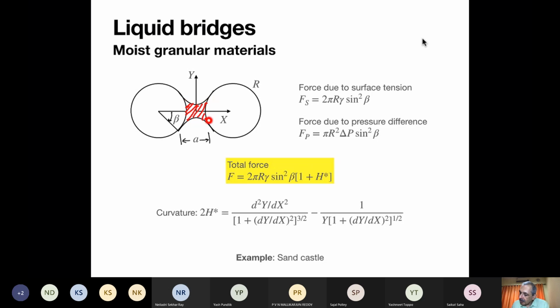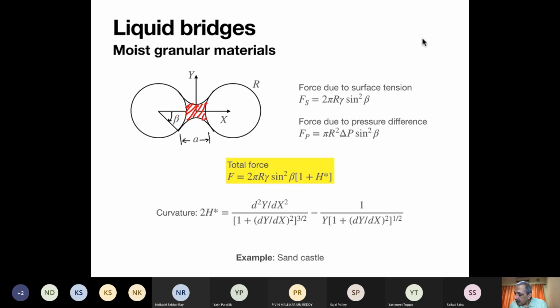But also, because of this curvature, the pressure over here is lower than the pressure outside, and hence there is a tendency for the two particles to come together because the pressure inside is lower. And so this gives us the total force, and this can be quite a large force.